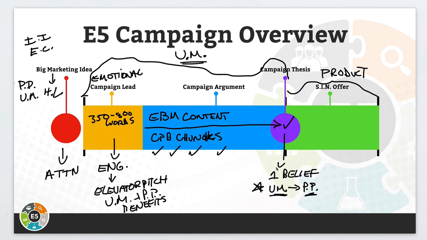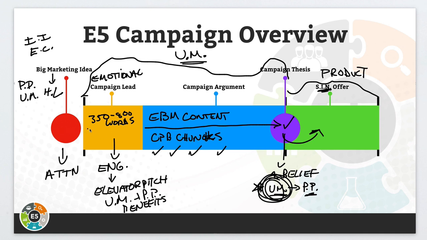Because in essence, once we are getting them bought in on your unique mechanism, on how and why your product is able to uniquely deliver the result that they want better, faster, more effectively, more efficiently than anything else on the market, they now want, by this point right here, by the campaign thesis, your unique mechanism. That's when we transition into your SIN offer, which is a unique type of offer. And this is the only place that they can get the unique mechanism.